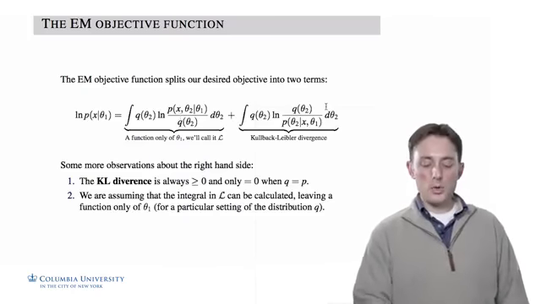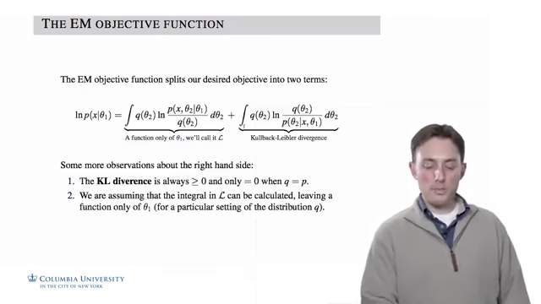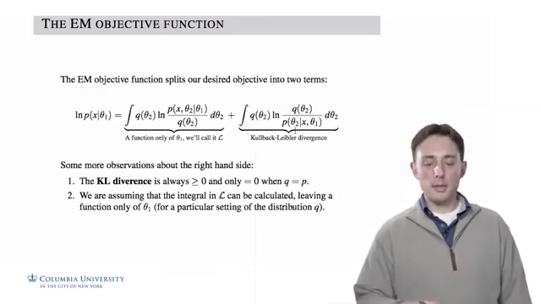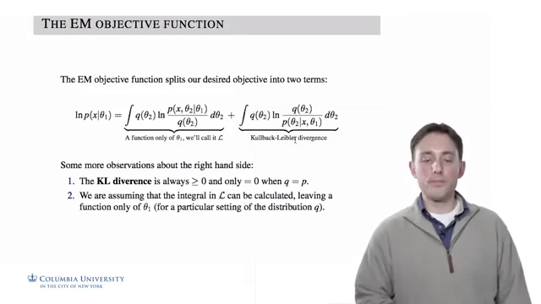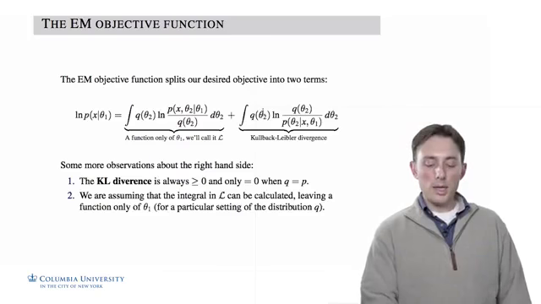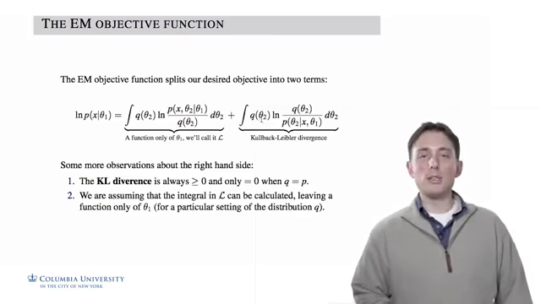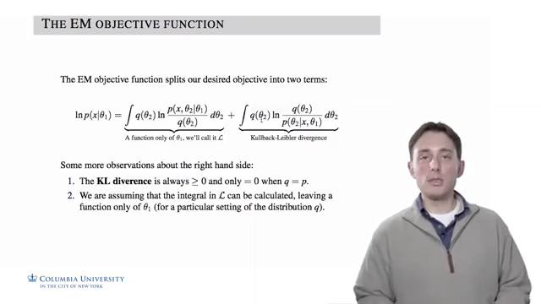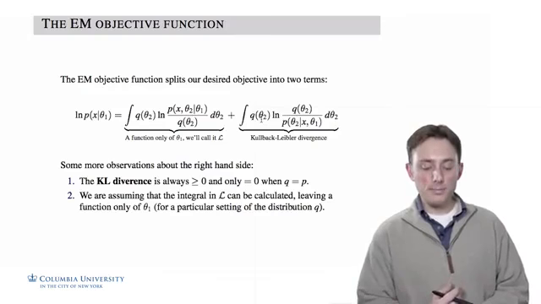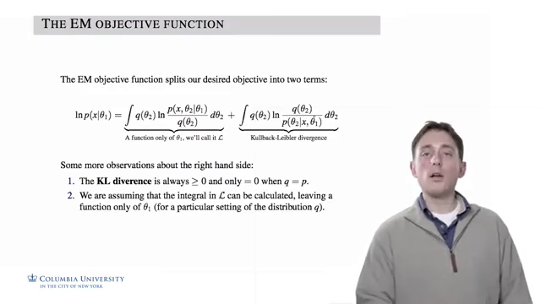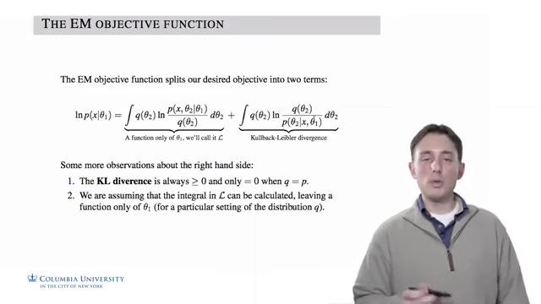The second crucial observation is that this second term is a function that is very famous, widely used, and has a name. It's called the Kullback-Leibler divergence. It can be thought of as a distance measure between two probability distributions. It's not a proper distance because it doesn't satisfy the triangle inequality. However, it can be thought of as a distance for two key reasons.